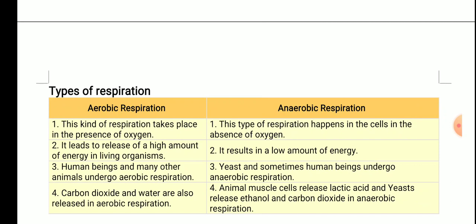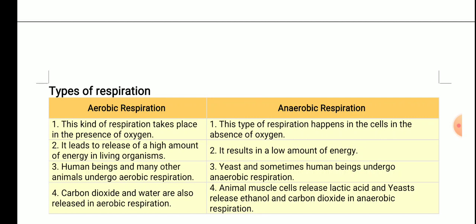So aerobic is the presence of oxygen, and anaerobic respiration happens in the cell in the absence of oxygen. So two types of respiration, one in the presence of oxygen and two in the absence of oxygen. Sometimes, students, it may happen that the cell does not get oxygen, so respiration will still take place. So there are two types, on the basis of the presence or absence of oxygen. If the cell does not get oxygen, then it will perform anaerobic respiration.